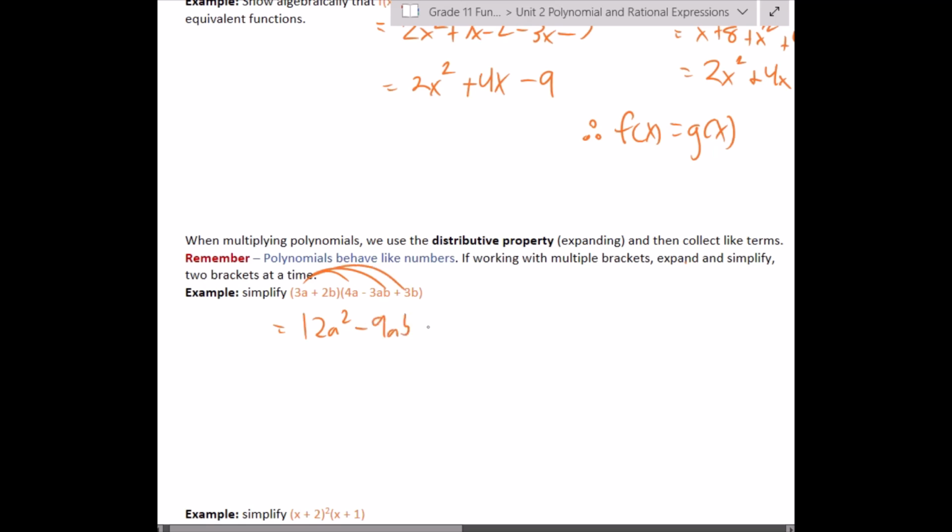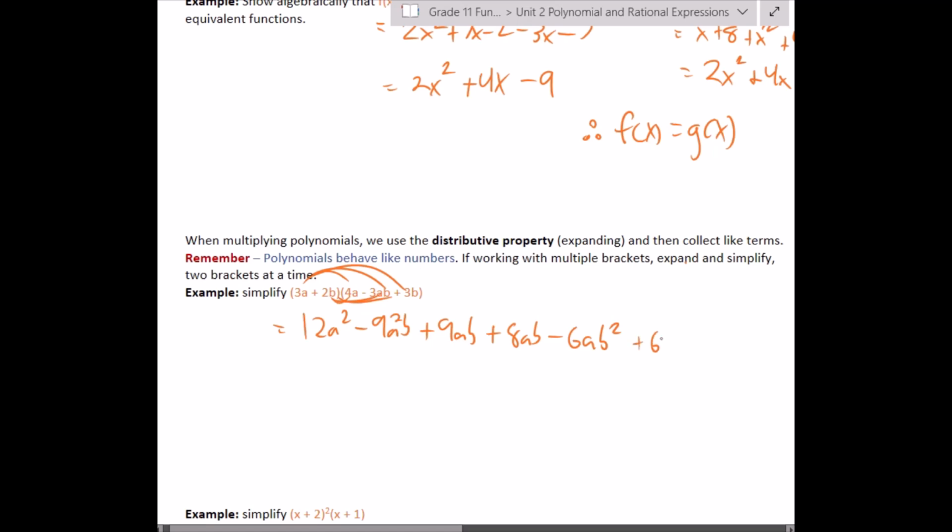Nope, sorry, I missed a square here. 3a times minus 3ab is minus 9a squared b. Sorry about that. And then we have 2b times 4a, that's plus 8ab. And then we have 2b times negative 3ab, so that's minus 6ab squared. And then finally 2b times 3b, so that's plus 6b squared.